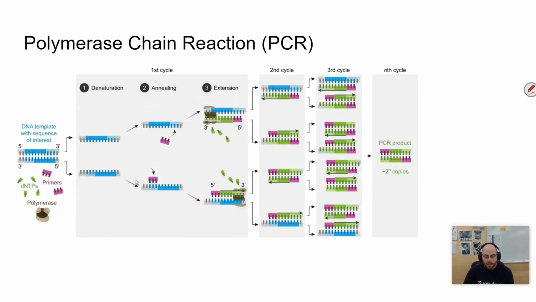Polymerase chain reaction was created in the early 80s, I believe. Oftentimes you'll just see it called PCR for short. And what PCR does is it takes a short section of DNA and makes lots and lots of copies of it.